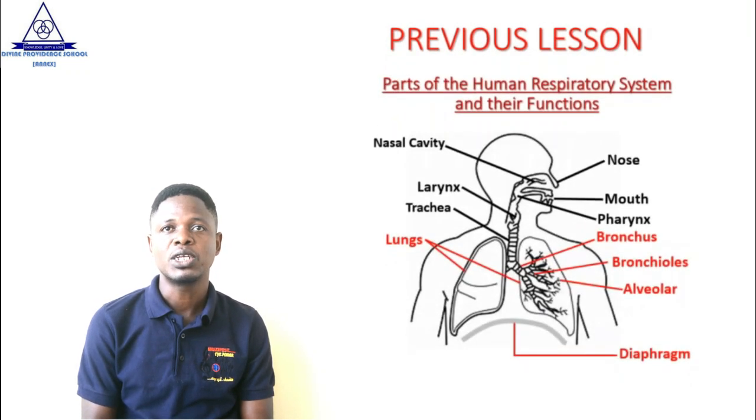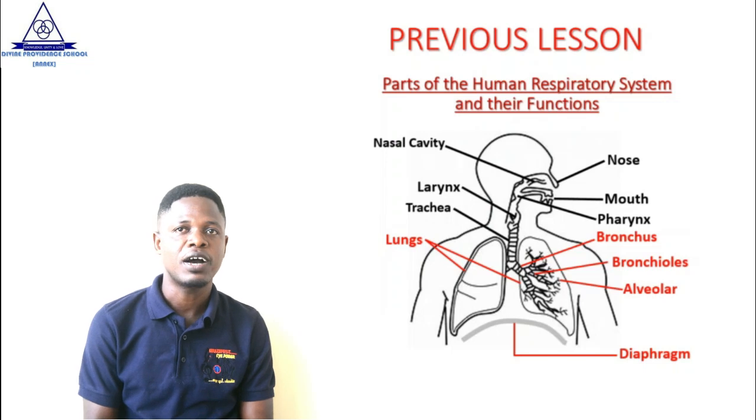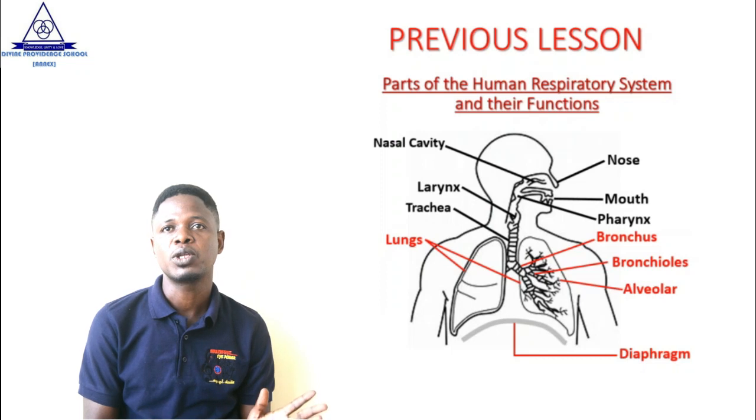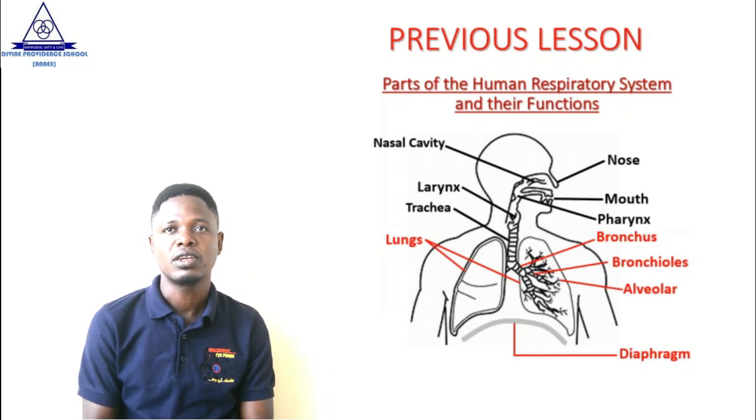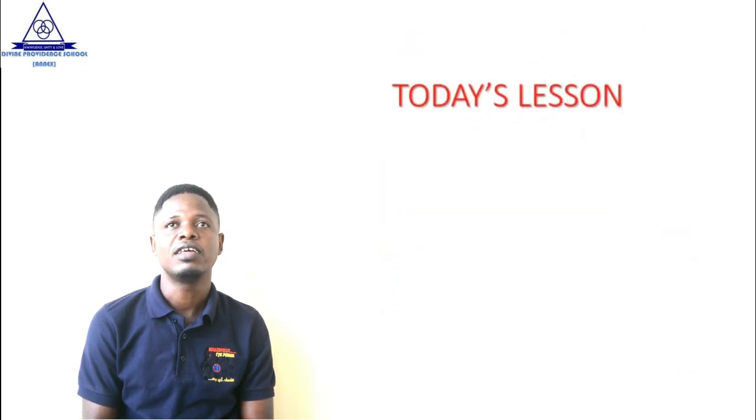Now, let's remind ourselves about the previous lesson we learned. I hope when I mention it, you've all remembered what you learned. We learned something about the parts of the human respiratory system and their functions. We mentioned something like nose, larynx, mouth, pharynx, lungs, as you can see from the picture on the screen. Now, let's quickly move on to today's lesson.